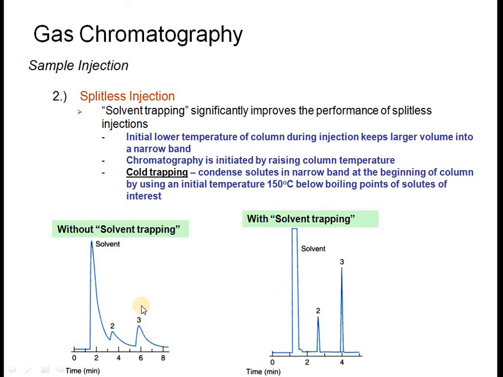Without solvent trapping and with solvent trapping. This is the time axis. This graph is without solvent trapping. This is with solvent trapping. Without trapping there is a broad peak, but with trapping it is a sharp peak. This is the difference you can see here.